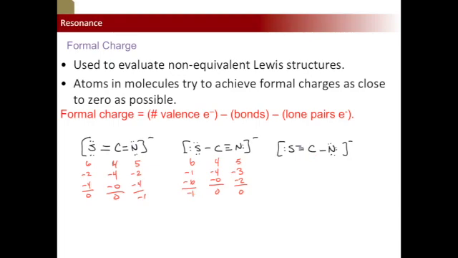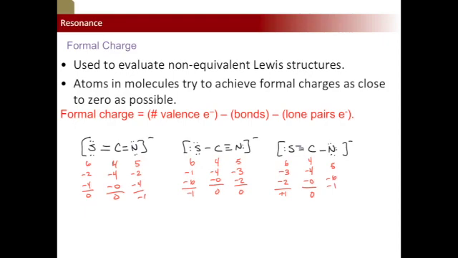Now let's finish up by doing this one over here. Carbon, once again, 4 valence minus 4 bonds minus 0, so it's 0. Sulfur has 6 valence minus 3 bonds minus 2 dots, or a +1 charge, and the one on the right, the nitrogen, has 5 valence minus 6 dots minus 1 bond.